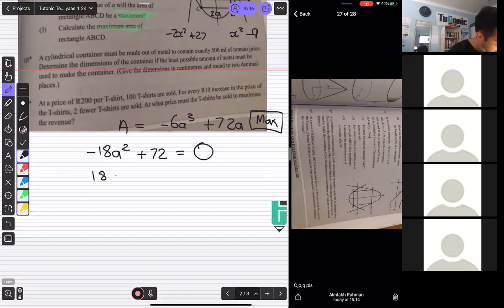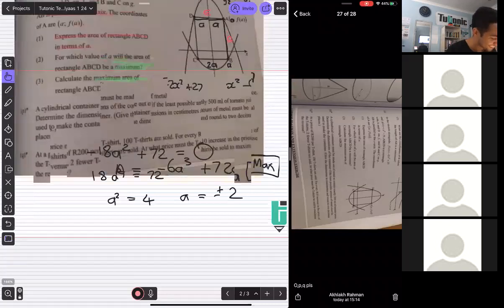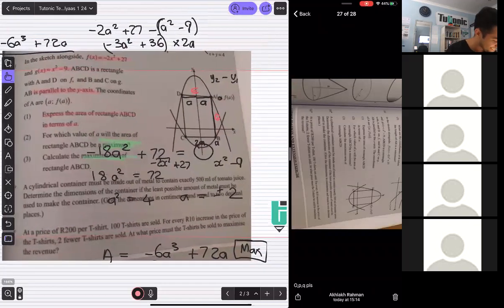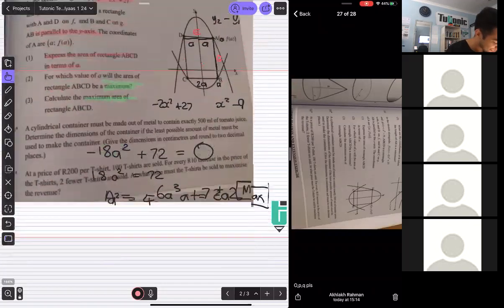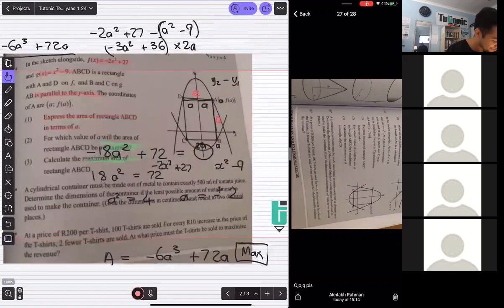Therefore, 18a squared equals 72. A squared equals 4. A equals plus minus 2. Now, which one is it? Doesn't matter, because you're going to square it anyways.